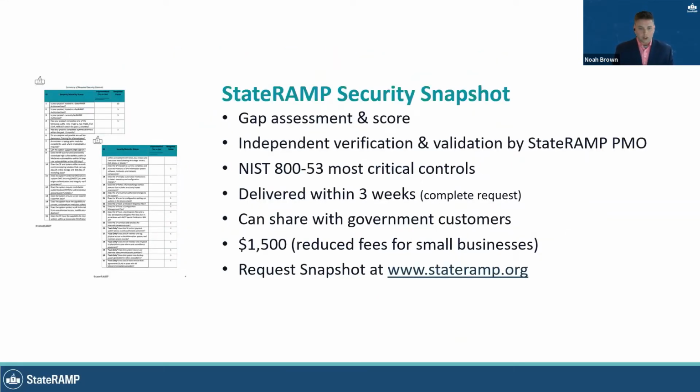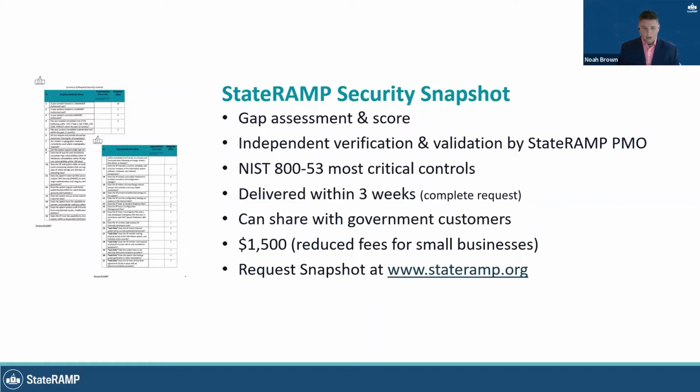It includes a gap assessment and score. It's independent verification and validation by us, the StateRAMP PMO. We include a list of artifacts that we require to be uploaded that we can then review. It's the critical controls, those controls that are required as part of the StateRAMP minimum mandates. We're able to deliver that within 3 weeks once we get that documentation back from the provider. So we get the call scheduled with you, we'll request the artifacts and documentation, and we try to, as quickly as we can, get the initial review done so we can work with you if there are some items that we need to follow up on to ensure your score is accurate.